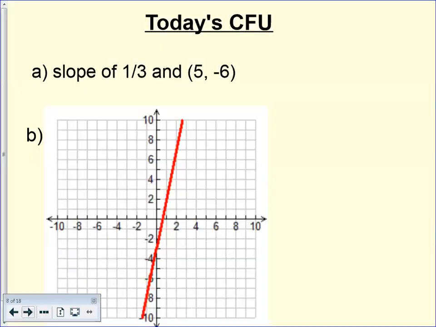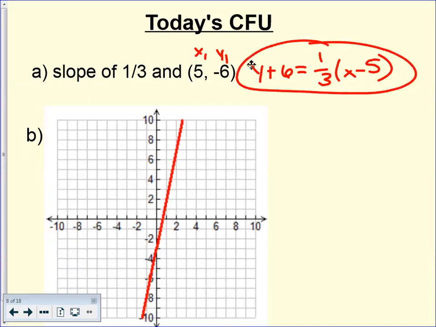Before we do that, I want to go over yesterday's check for understanding. The first one was to come up with the equation in point slope form. That equation would end up being y minus, there's my x1, there's my y1. My y1 is -6, so in my equation it's going to be +6 equals my m of 1/3. And then x minus my x1, which is positive, so in my equation it's going to be negative. So that's what your equation should have looked like.